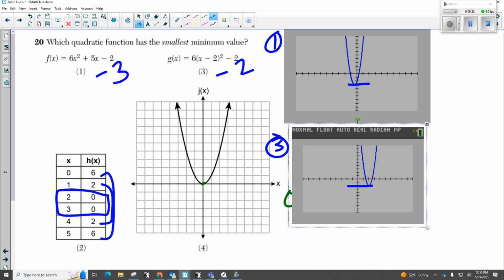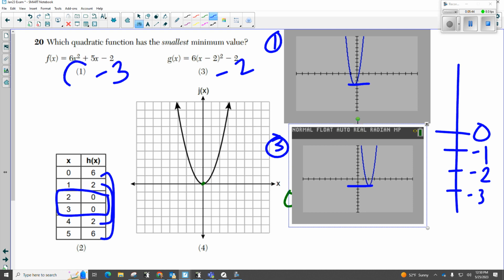So when it says smallest minimum value, that's another thing that's a little tricky. Small numbers actually get smaller as they get bigger when you're going negative. So the lowest value is the -3.